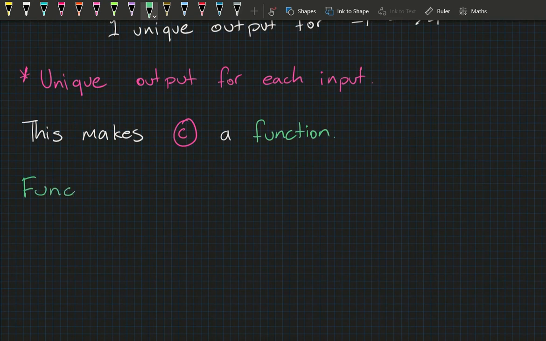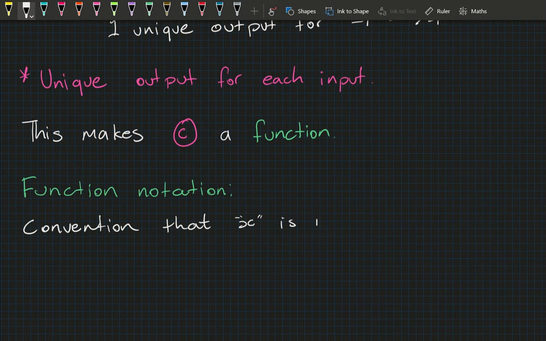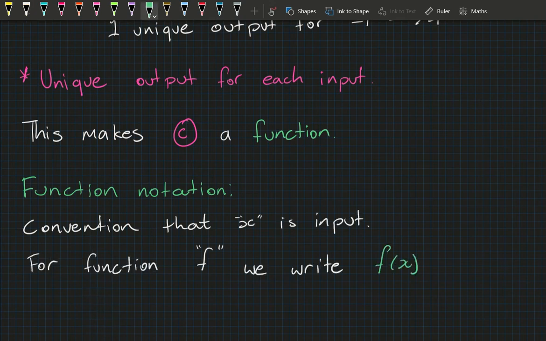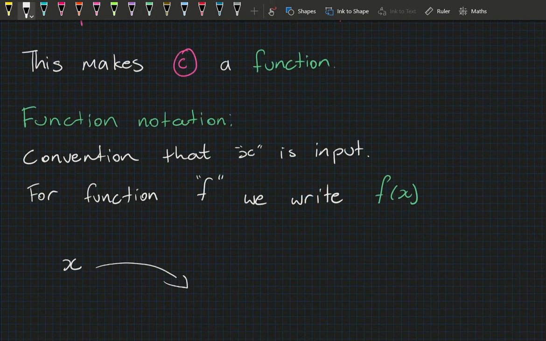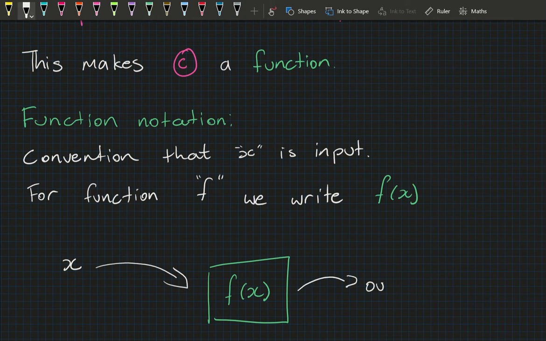Now, functions have a very well-defined notation, for which we have the mathematical convention that x is the input, and for the function f, we write f of x. So I like to imagine x going into this function machine, and out shoots f of x, or the output. And as you heard me just say, we describe it as f of x. And the reason why a relation is not a function, if there's any uncertainty about the output, is that we like to think of them as machines. And in fact, they actually are the machines of mathematics.